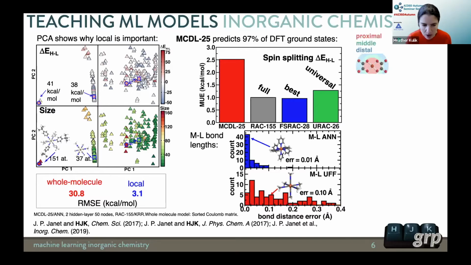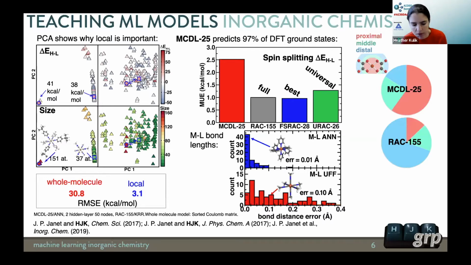But you might be wondering, what is different about the RAC models in comparison to MCDL25? And so here I'm going to color the features by proximal, middle, or distal. And you can see that the MCDL25 feature set is very heavily weighted towards proximal, what's going on in the immediate environment of the metal. And when we start with the full RAC feature set, by definition of how those expressions work out, we start out with a lot of distal information.